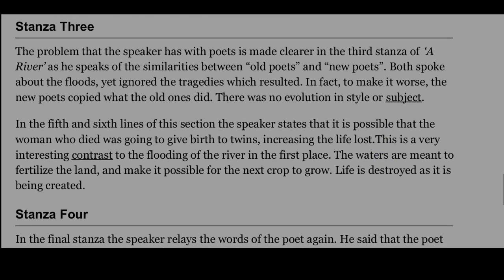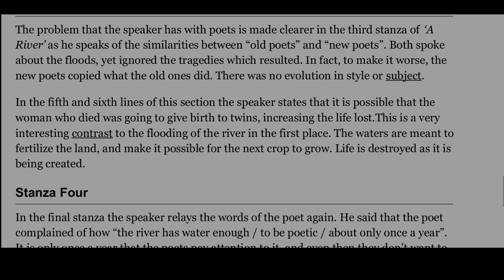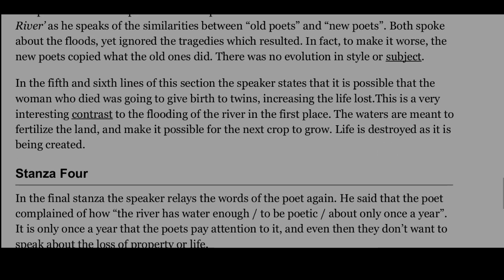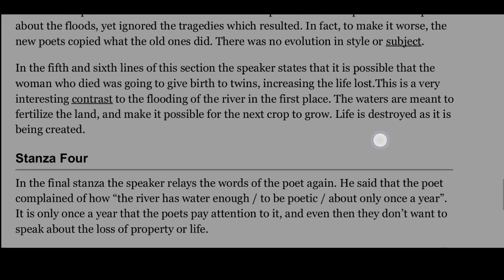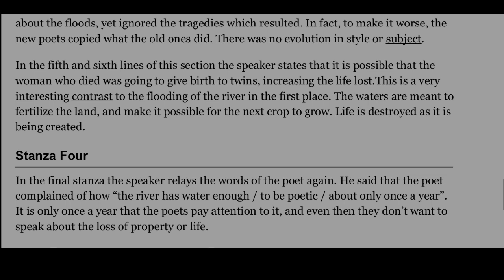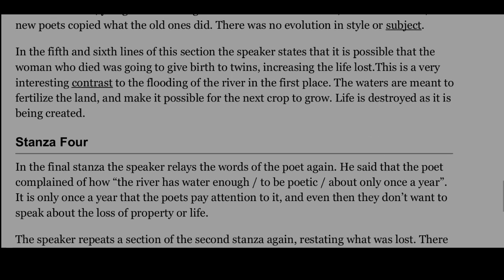Stanza 3. The problem that the speaker has with the poets is made clear in the third stanza of A River, as he speaks of the similarities between old poets and new poets. Both spoke about the floods, yet ignored the tragedy which resulted. In fact, to make it worse, the new poets copy what the old ones did. There was no evolution in style or subject.